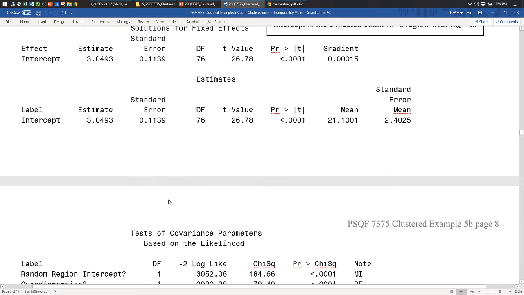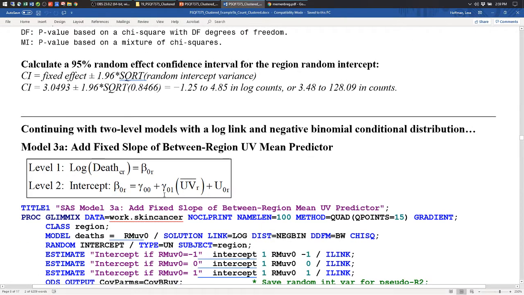So, anywho, we have a 2-level negative binomial model. The U's at level 2 are still supposed to be multivariate normal. However, after you factor in the fixed effects and the random effects, the E's at level 1 follow a negative binomial distribution. That's the idea.